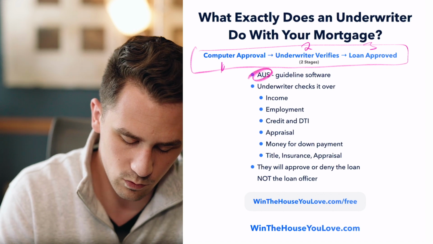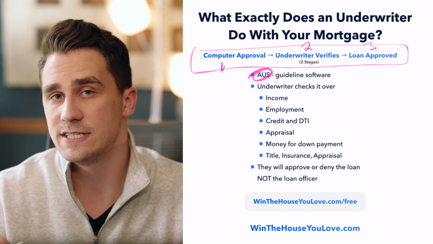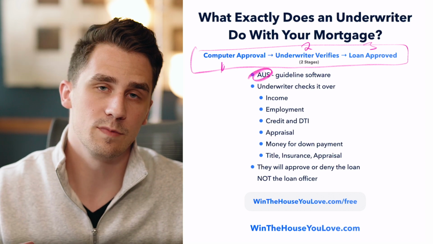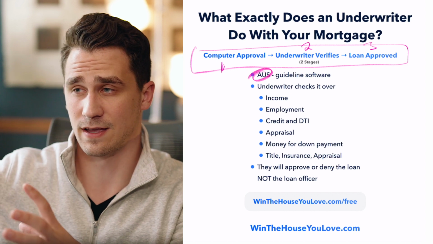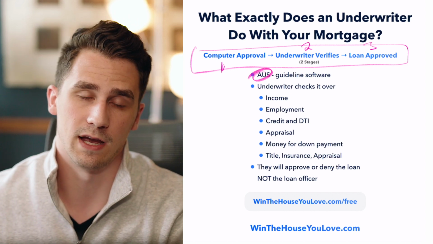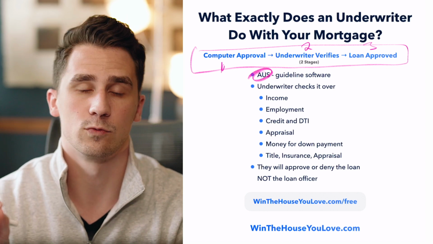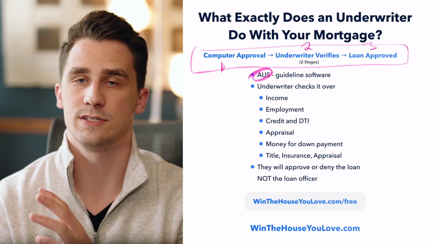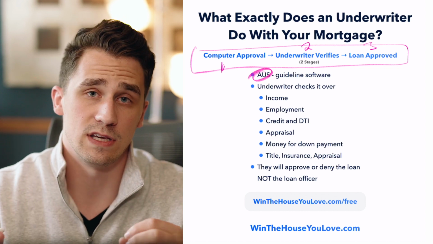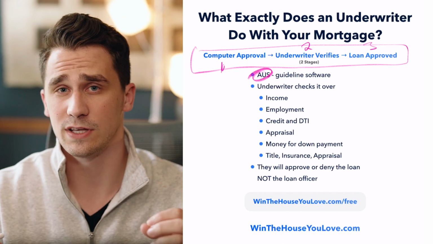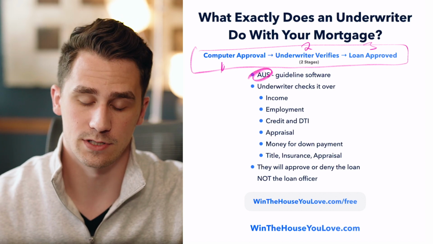So let's talk about AUS. AUS stands for Automated Underwriting Software. This is the software that's going to take all the information from your loan application and compare it to hundreds, if not thousands, of mortgage guidelines. Mortgage guidelines are filled with tons of different rules on what qualifies you for a mortgage, certain limitations, and documentation that you need for specific scenarios. It can be really obnoxious. Some mortgage guidelines are 1,500 plus pages.